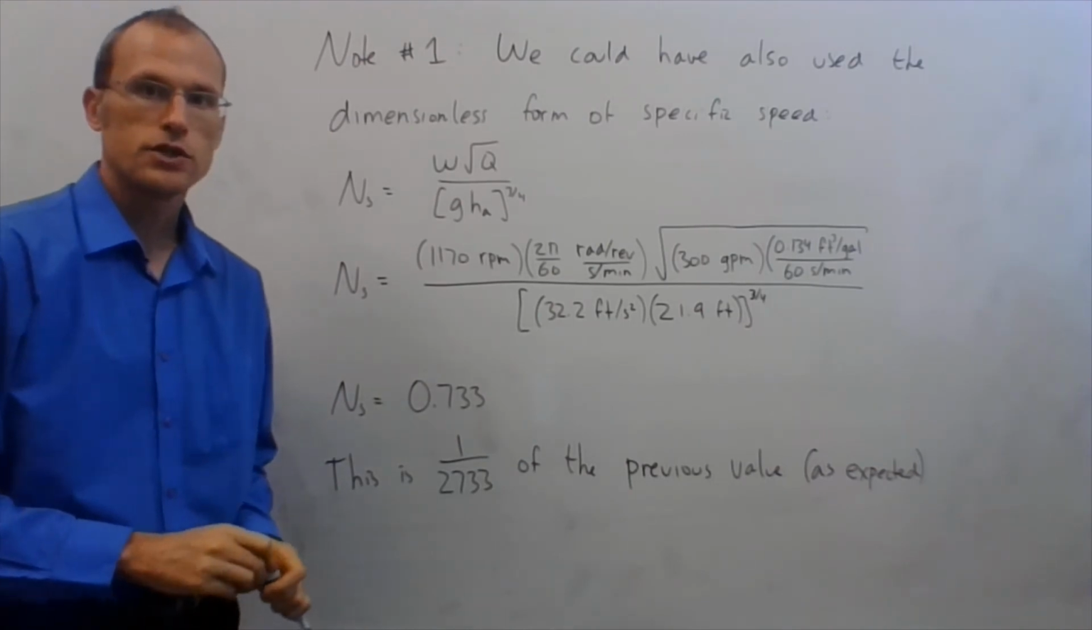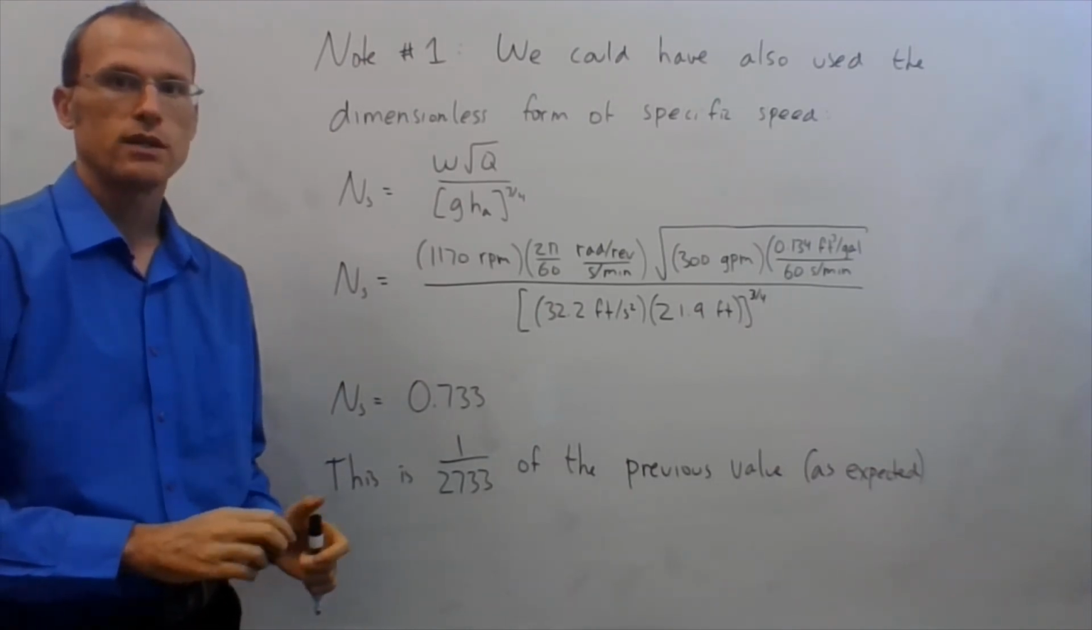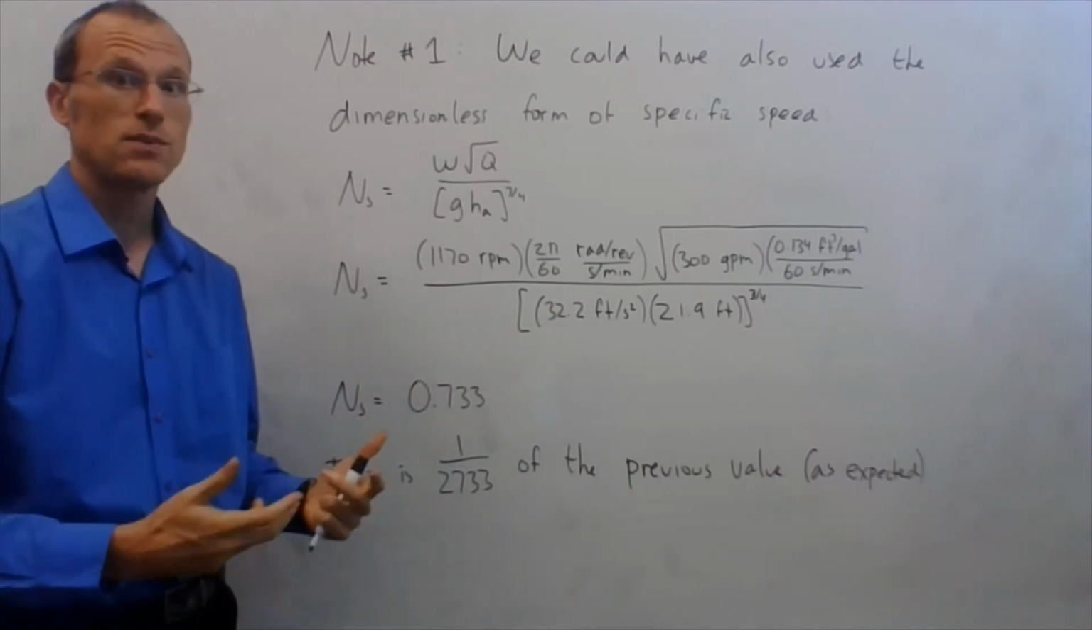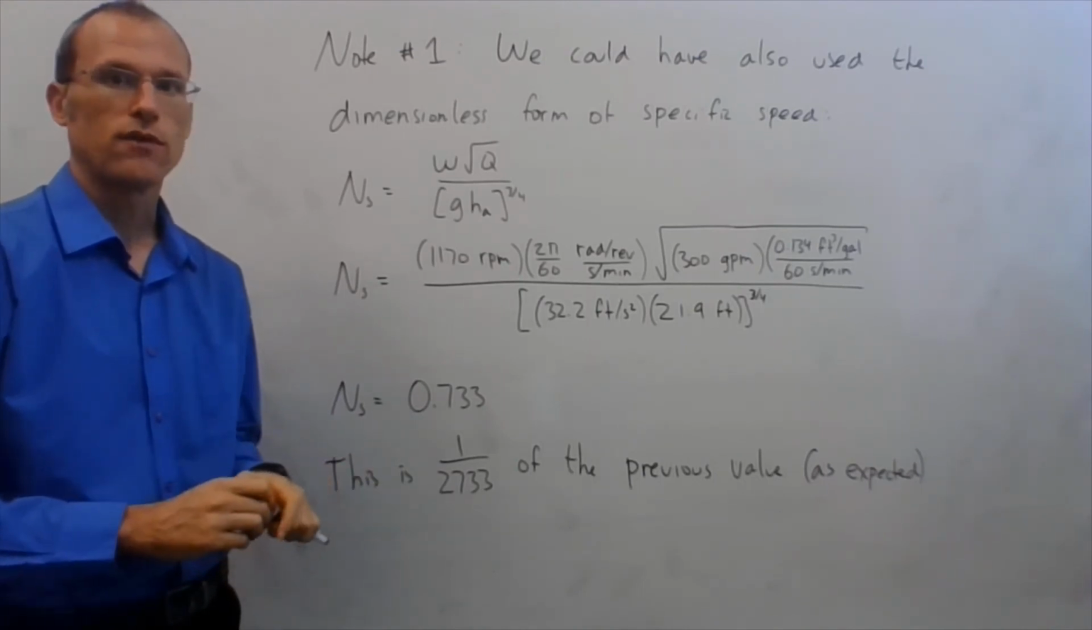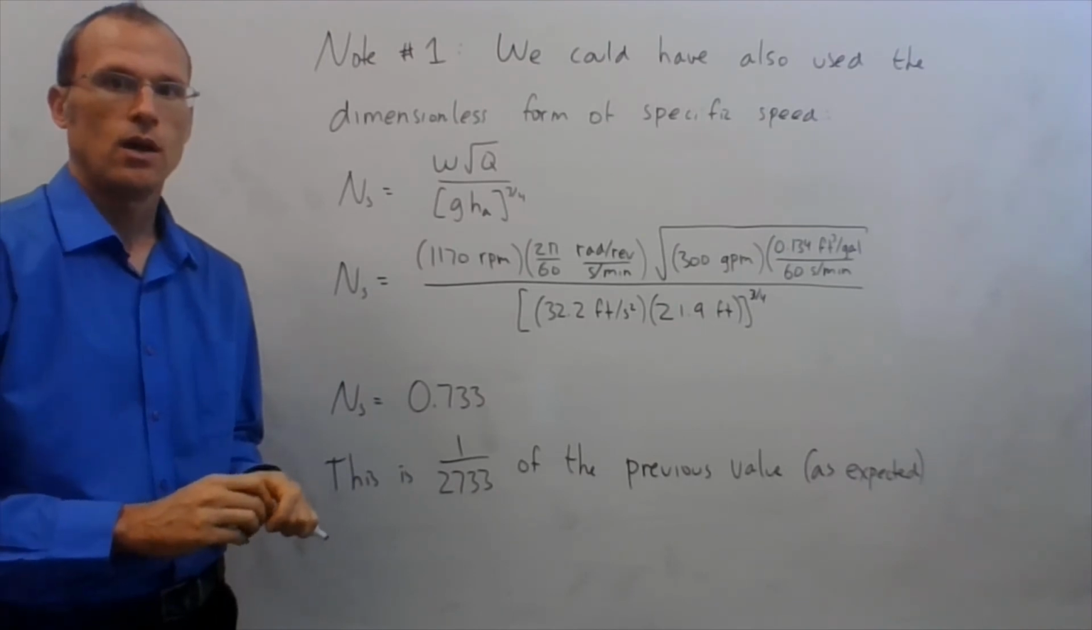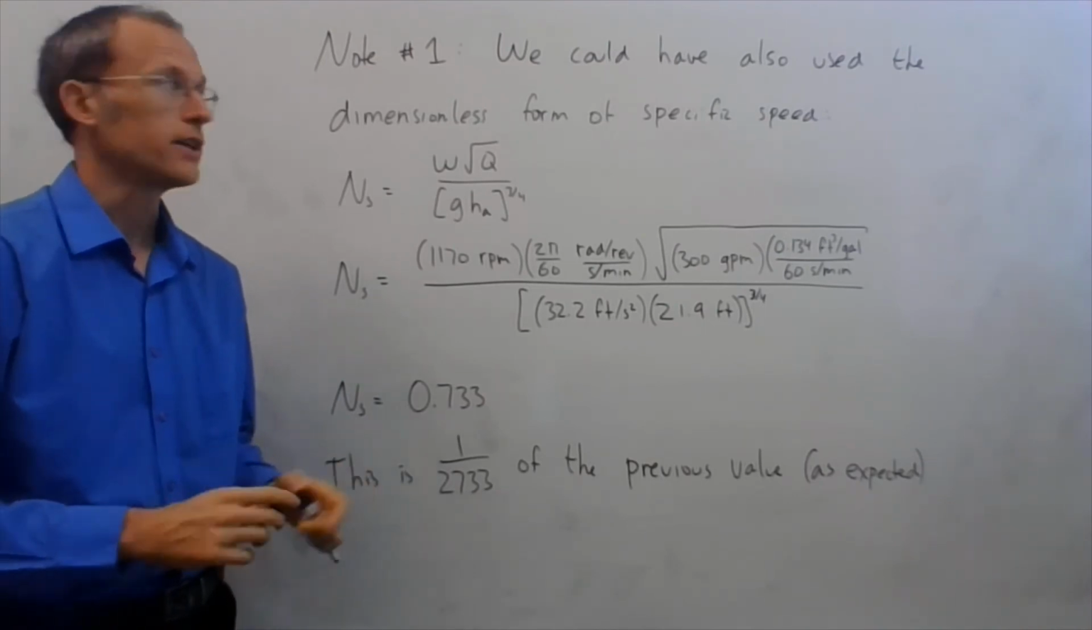So a couple notes on that solution. The first one is that we used the dimensional form of specific speed. That was the easy way to do it. For one thing, we didn't have to do any conversions. Second, we knew exactly where that would fall in terms of what pumps are at what values.